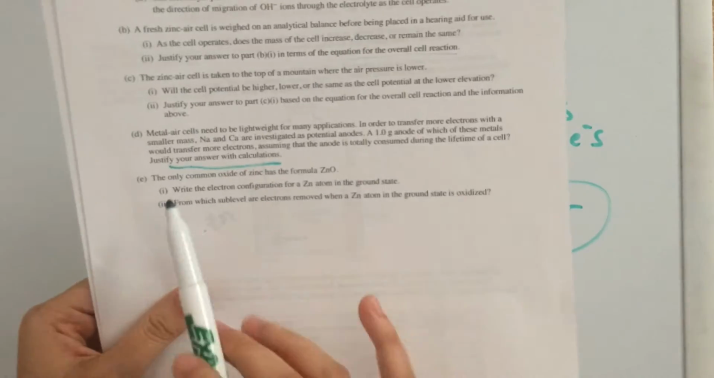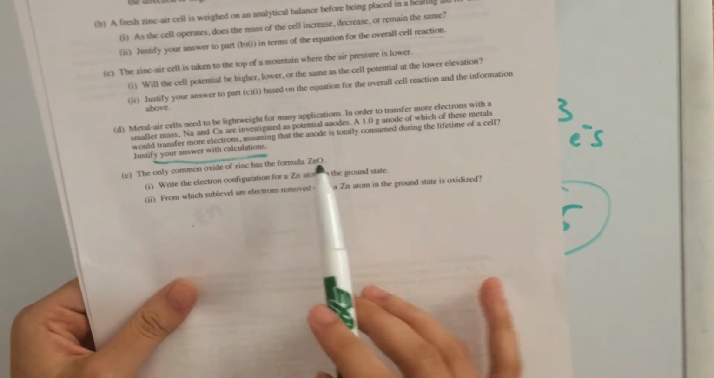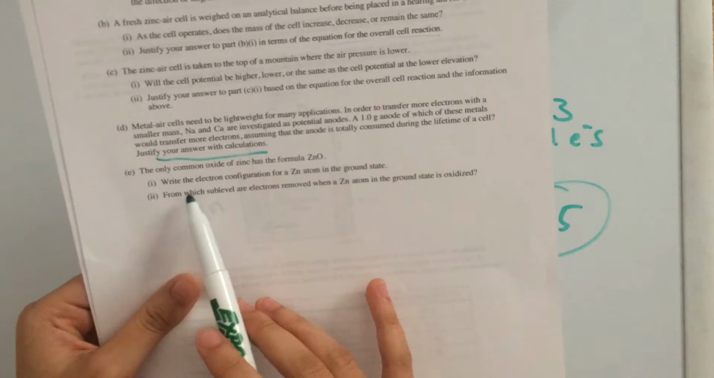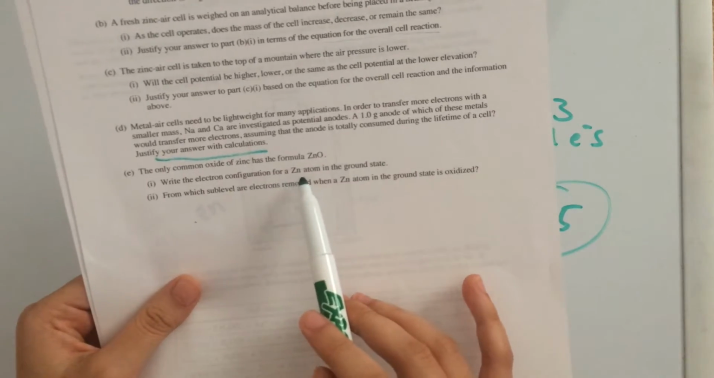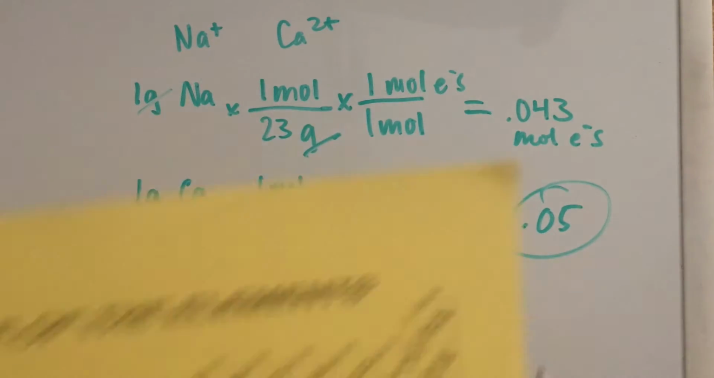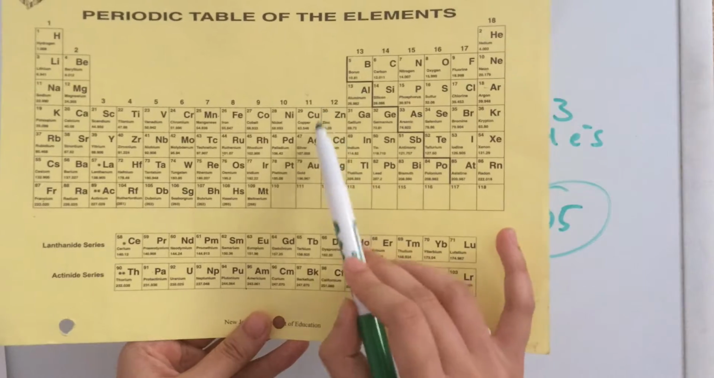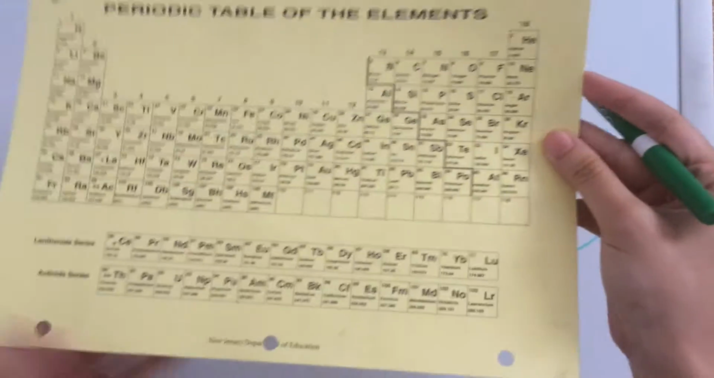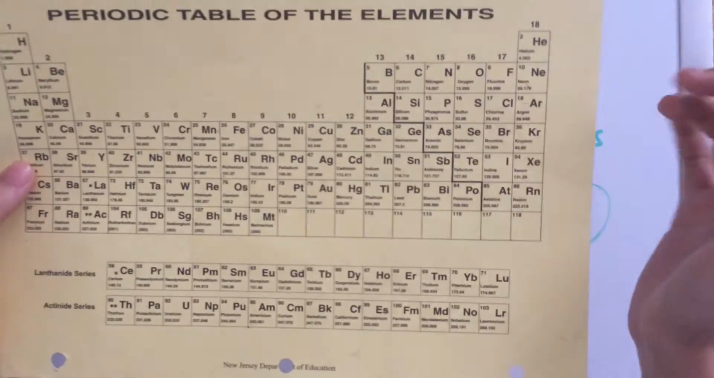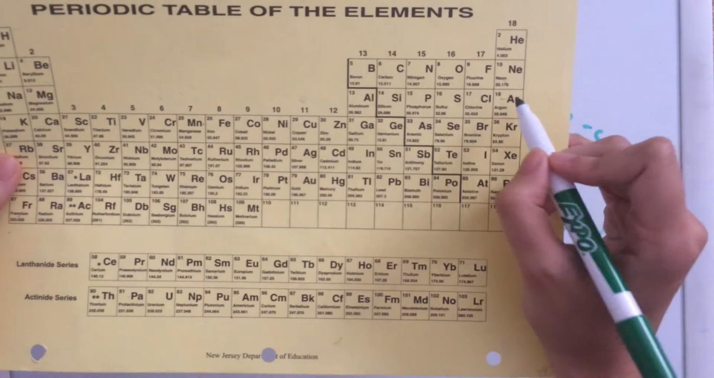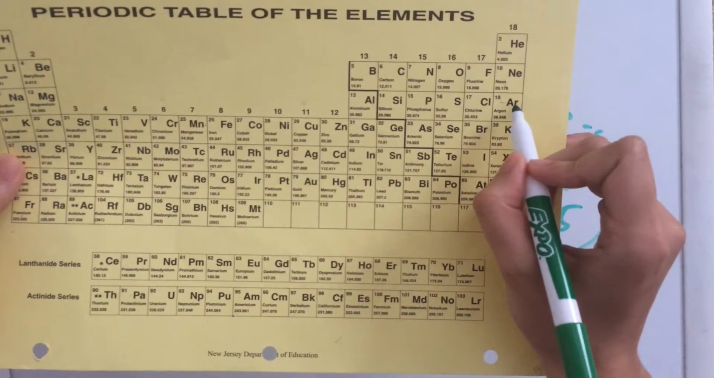Now, last part. The only common oxide of zinc has the formula ZnO. Write the electron configuration for a zinc atom in the ground state. Okay, back to electron configurations. Let's look for zinc first in the periodic table. I see it right here. So remember that you can use a shortcut for this. So what you do is go to the nearest noble gas, which is argon.